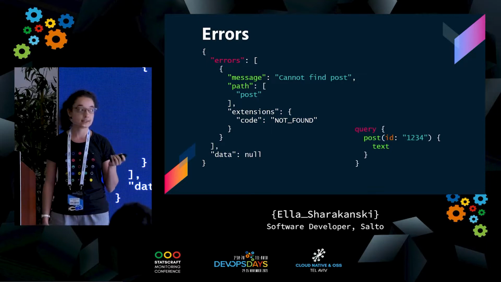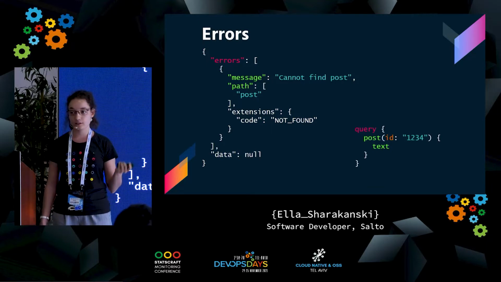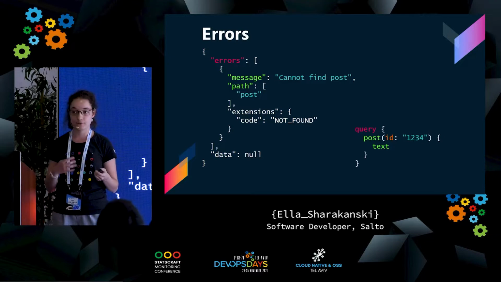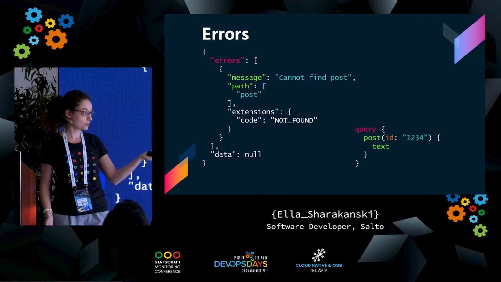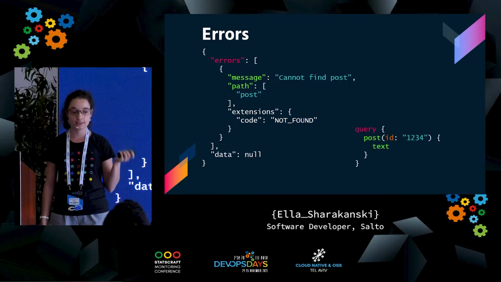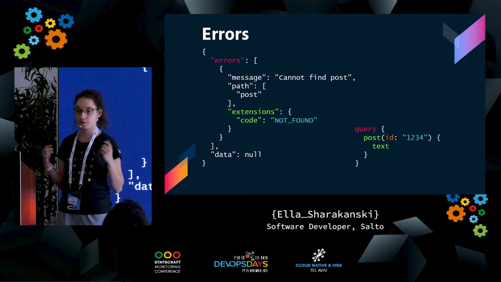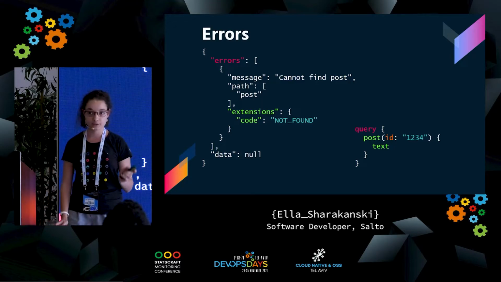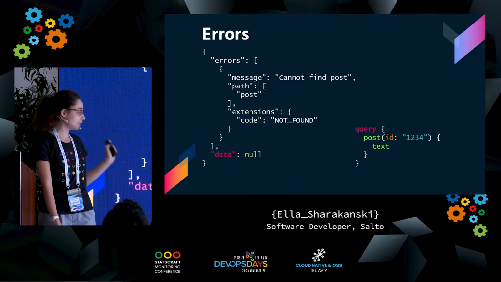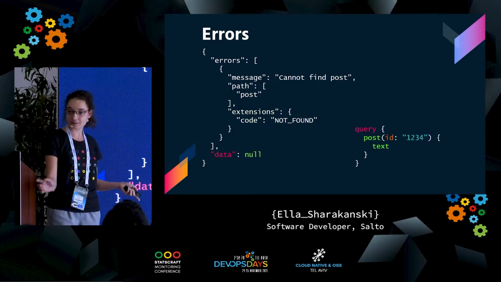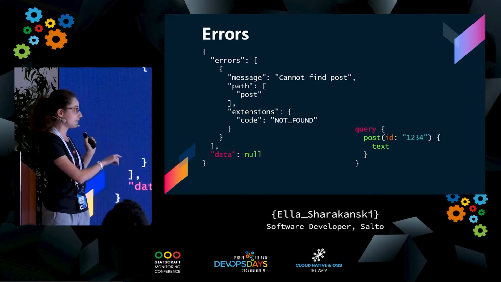And then each error has a message, and it can also have a path, which is the field that we failed to get, in this case, post. And we can also have extensions, which can contain whatever we'd like. And this is important, we also have data. Some of you may not be able to see, but data is null.